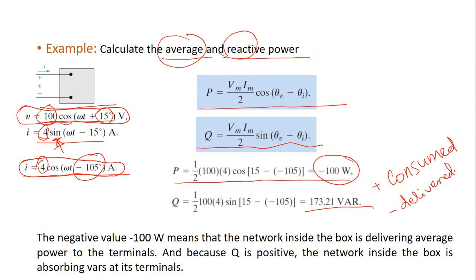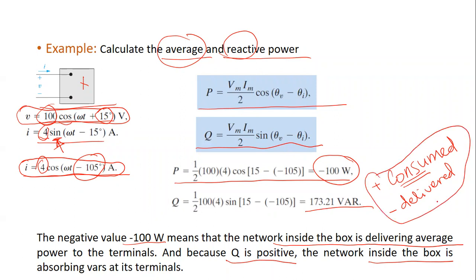So the negative value, negative 100 watt, means that the network inside the box is delivering. So this box is giving me 100 watt. And the Q is positive. This means that the network inside the box is absorbing or consuming the 173 watts. So this is also something you need to pay attention to. This is because of the passive sign convention.